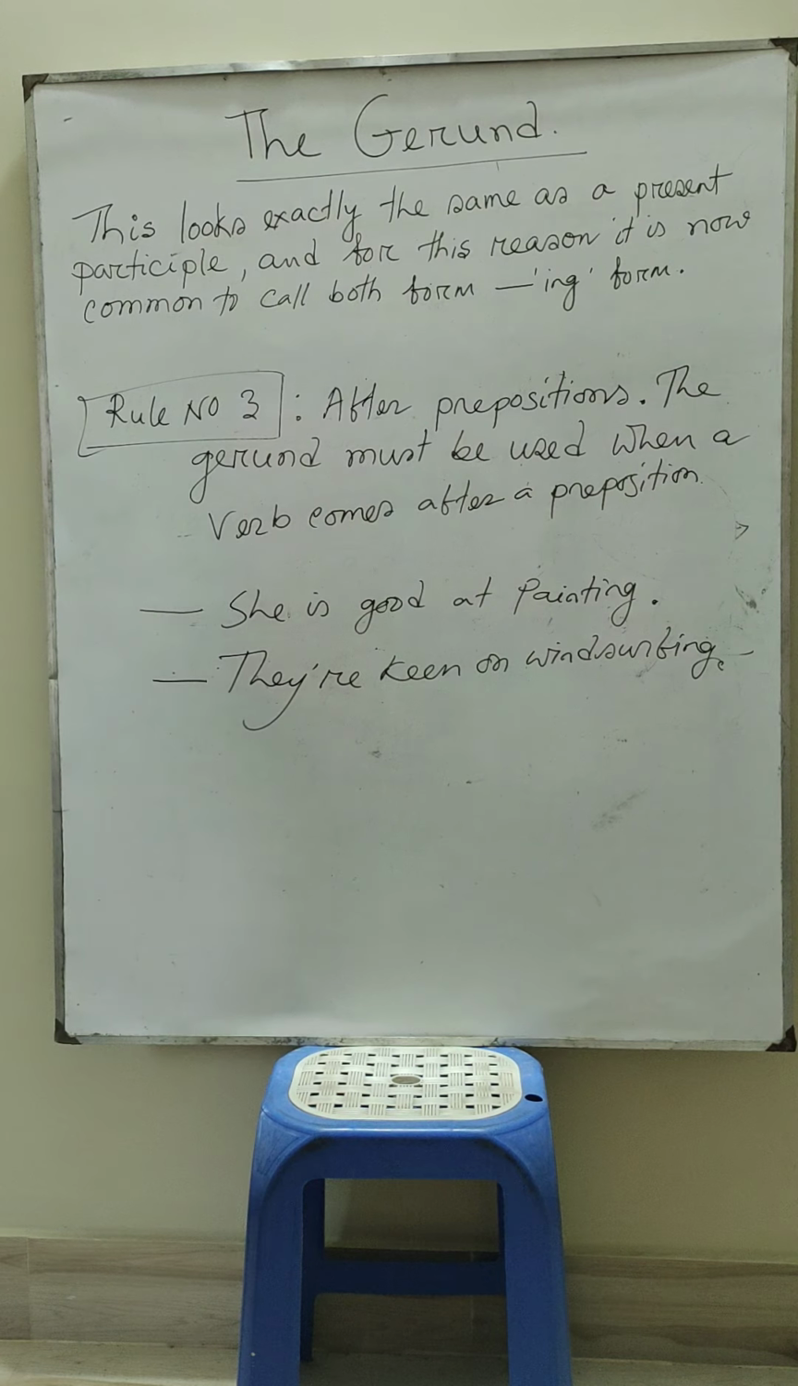You see the rule after prepositions. After prepositions we use the gerund. You never call it the present participle. After a preposition, when you use a verb plus ing, then it must be a gerund, and you should always call it a gerund, not the present participle.